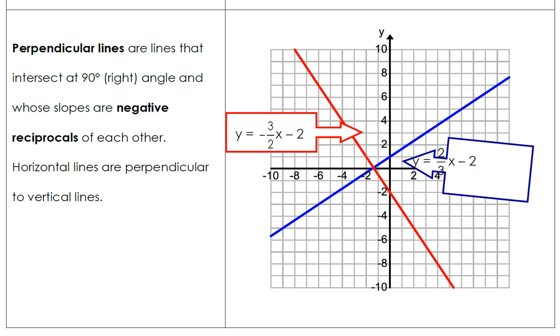So we're going to do some examples on how to identify if the lines are parallel and perpendicular. And we're going to look at those equations by determining what the slopes are. If the slopes are the same, then the lines are parallel. If the slopes are negative reciprocals of each other, then the lines are perpendicular.